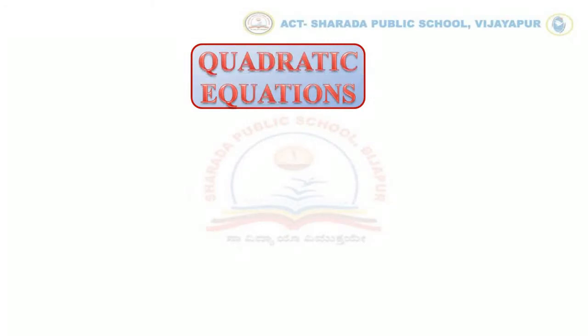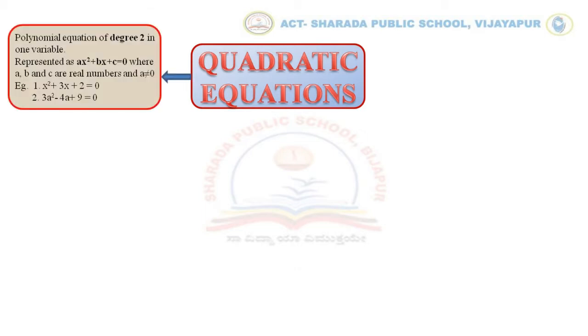We have already studied that quadratic equations are the equations that have the degree 2. That is, if the power of the variable in the equation is 2, then they are called quadratic equations. In this chapter, we are going to study the polynomial equations of degree 2 in one variable.